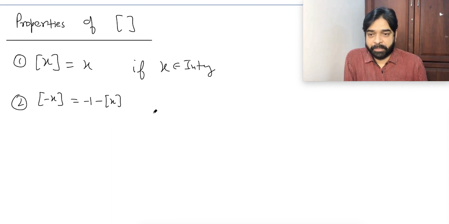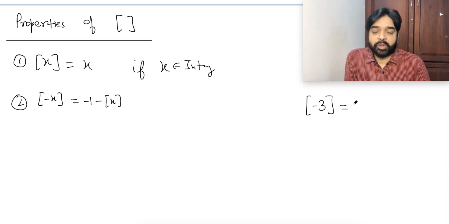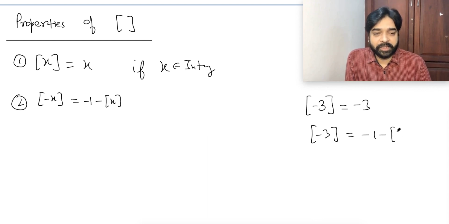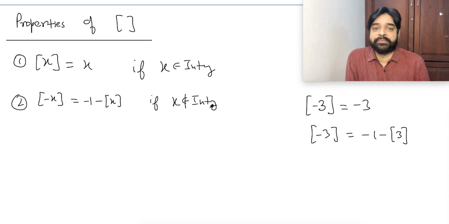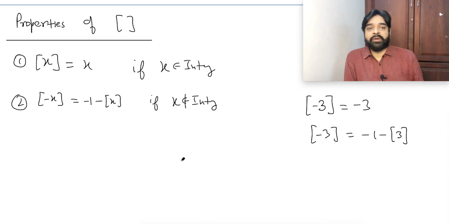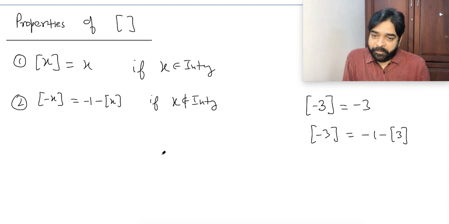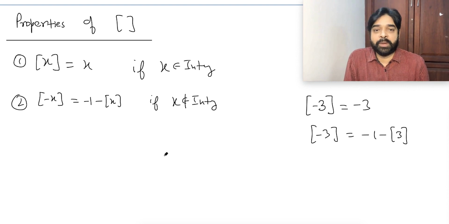Wait, some problem. What problem? If I ask you what is the greatest integer of minus 3, what will you say? Minus 3. But if you use this logic, the greatest integer of minus 3 should come as minus 1 minus greatest integer of 3. Greatest integer of 3 will be 3. So this will become minus 4. So always remember this is valid if x does not belong to integer. If x belongs to integer, then greatest integer of minus x will become minus x itself. There is no problem.